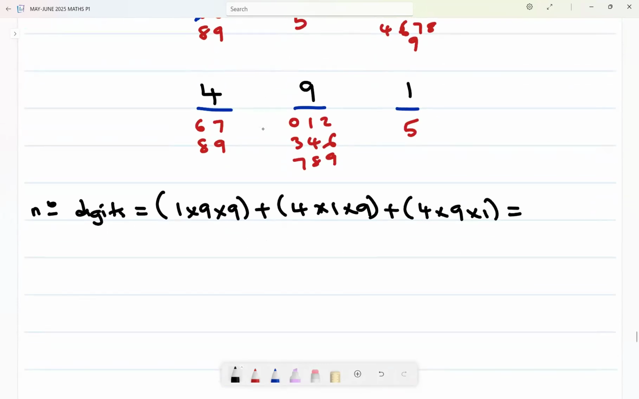And let me repeat again. 9 times 9 plus 4 times 9. I'm going to repeat twice. Okay, I now get a number that is 153. So there are these digits.